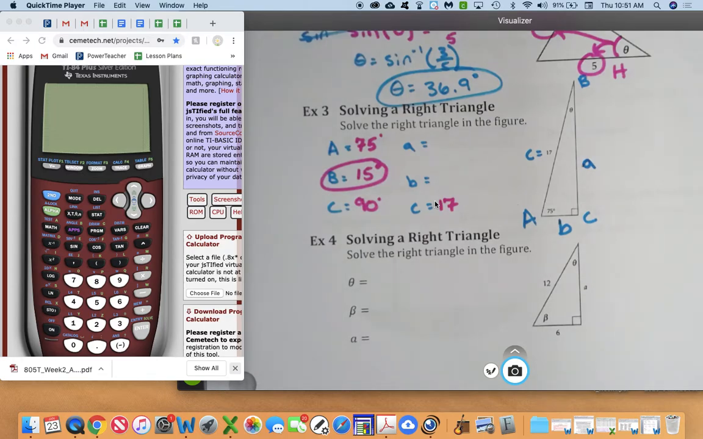Now, we need to either solve for A or B now. Which one do you want to do first? B. You want to do B first? Sure, we'll be weird. Let's do B first. So we're going to solve for this B.